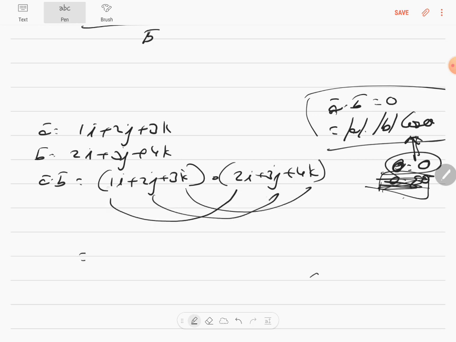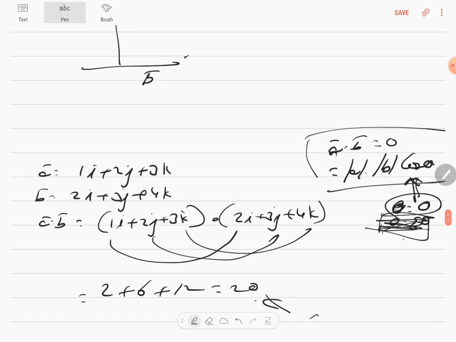So when you dot, 1 twos are 2, i square is just 1. And 2 threes are 6, j square is just 1. 4 threes are 12, k square. So you just do it like this, and the answer is 20. So then you get a scalar. 20 is not a vector, 20 is a scalar. There's no i, j, k in it. So it's called dot product, and is also called a scalar product.